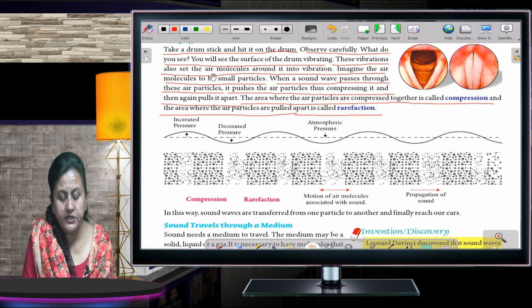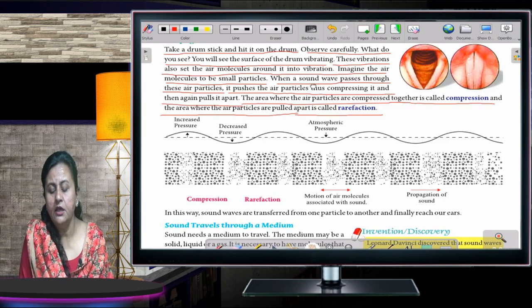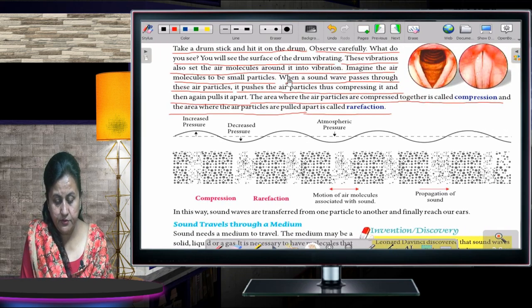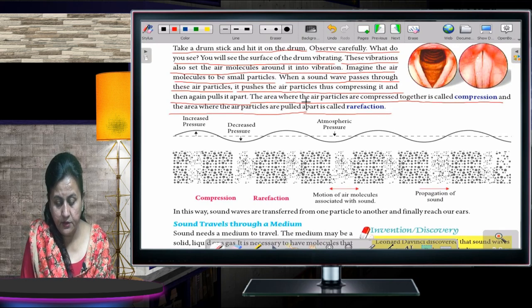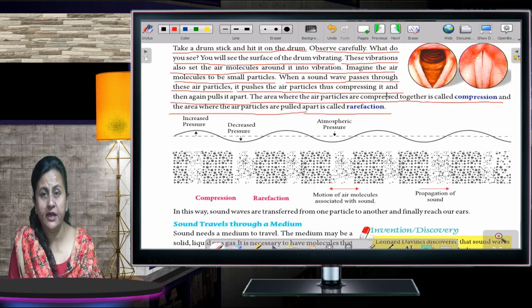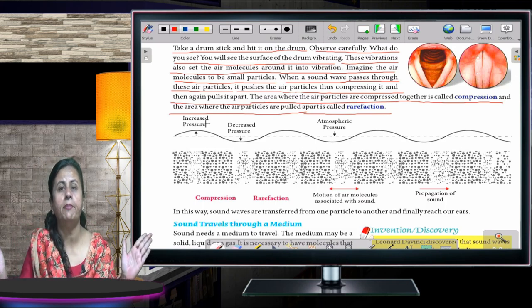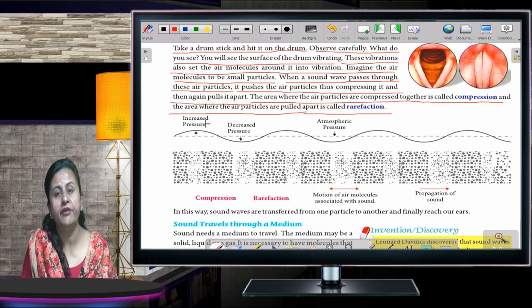These vibrations also set the air molecules around it into vibration. Imagine the air molecules to be small particles. When a sound wave passes through these air particles, it pushes the air particles, thus compressing them, and then again pulls them apart. Now the area where the air particles are compressed together is called compression, and when the air particles are pulled apart, it is called rarefaction.